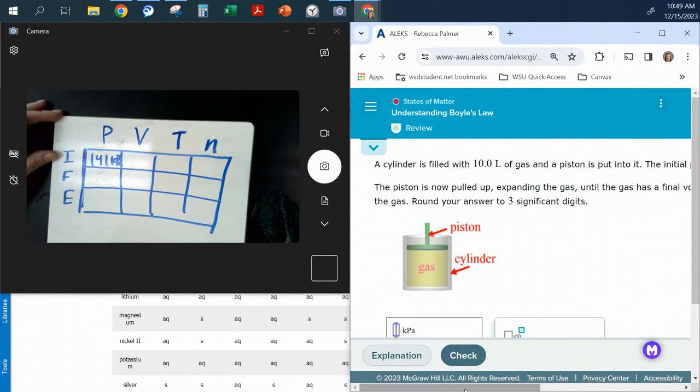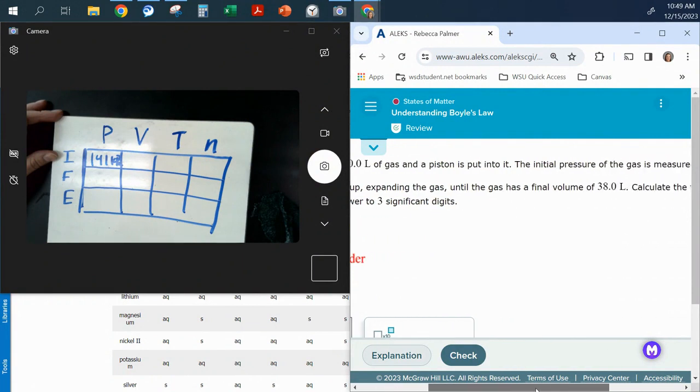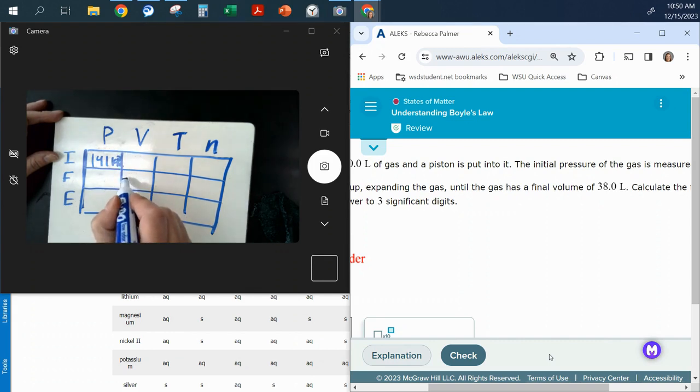Okay, the piston is pulled up, expanding the gas until the gas has a final volume of 38. Oh, I missed the initial volume.